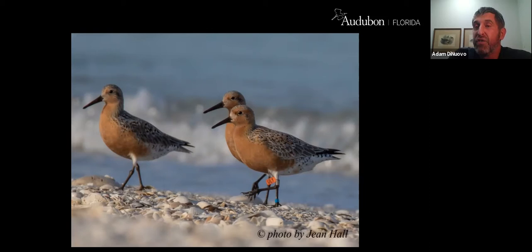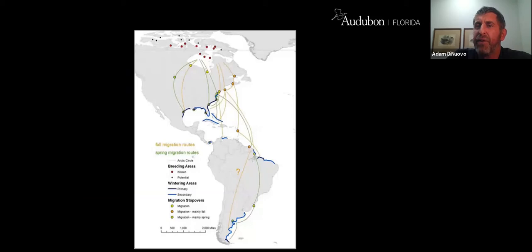They go around it, and a lot of them in the fall stop in Florida. This is an important stopover site for red knots, so our beaches and the health of our beaches and water is really important here. By banding them for years and years, we learn and can make this map. We know where they stop over, where they nest, and where they winter. For researchers, it's really important because we can manage the resources in those critical areas where they stop over.